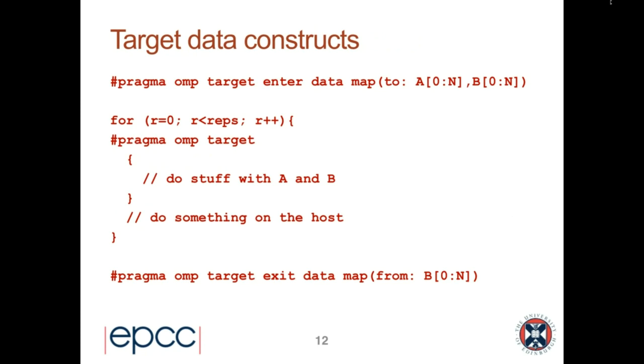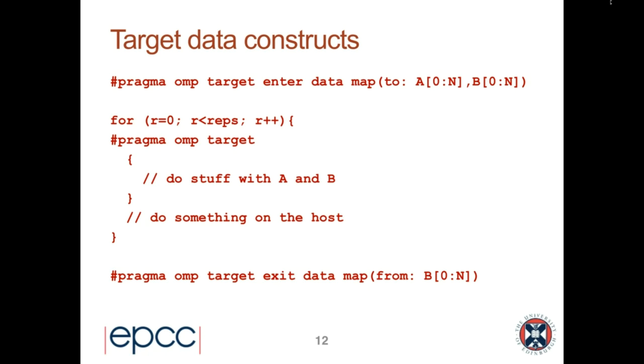Okay. So, for example, what we could look at here is, suppose we have a loop. We're repeating some piece of calculation, so it could be time steps, something like that. Each iteration of that loop contains a target region, and inside that target region we're going to do something with arrays A and B. But in between we're going to do something on the host, which does not involve A and B. So we'd like to be able to keep those arrays on the device while all those target regions are running.